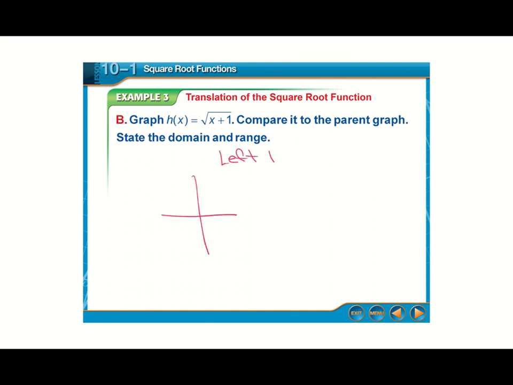So if I was going to graph this, instead of starting at 0, 0, I would go left 1 and draw my square root function, which means that its domain, instead of x being greater than or equal to 0, I'm starting at -1, and it's all numbers greater than or equal to that. My range, my y value, has not gone up or down, so it's still starting at 0, and it's going up, so it's greater than or equal to 0.